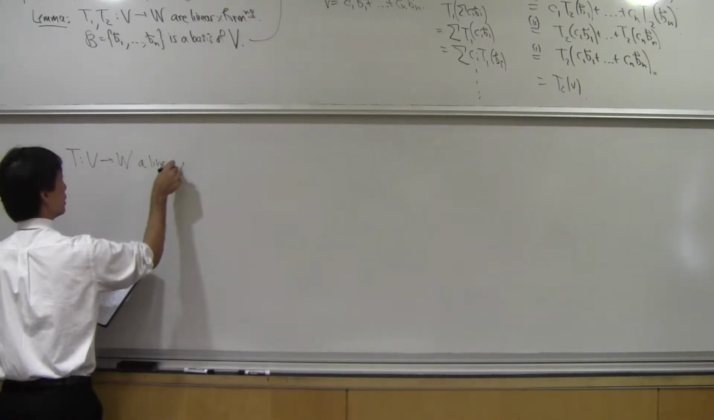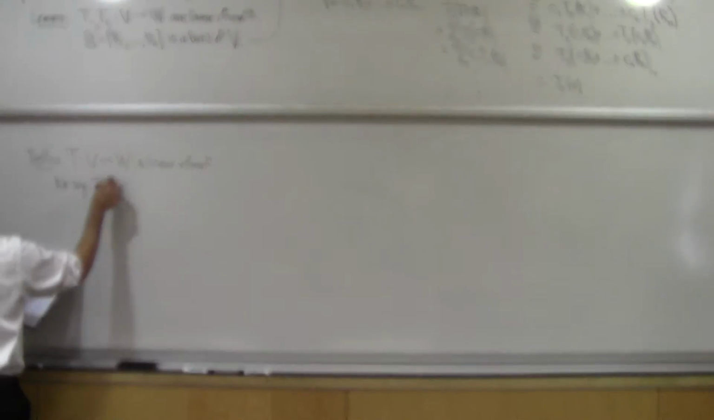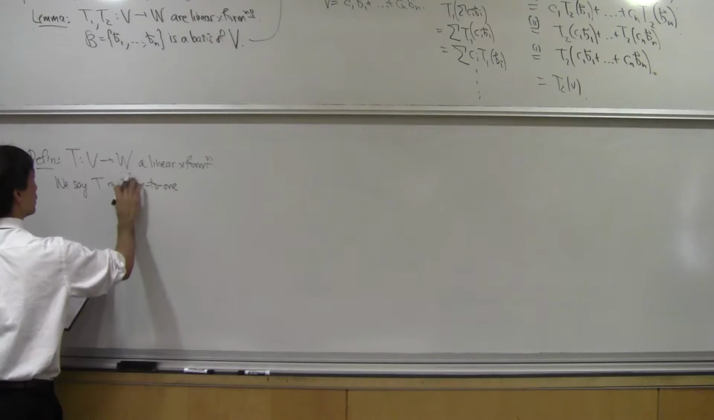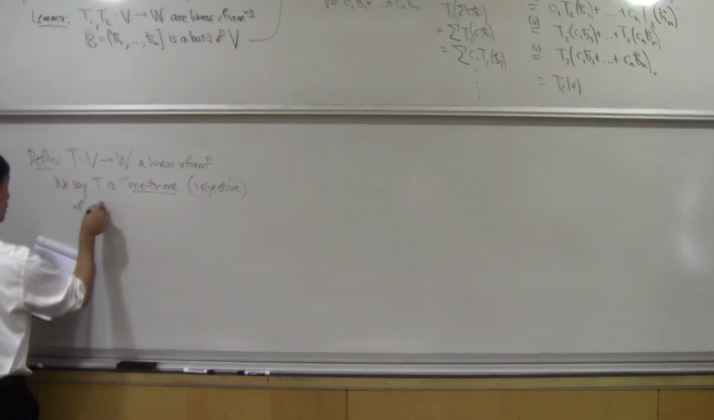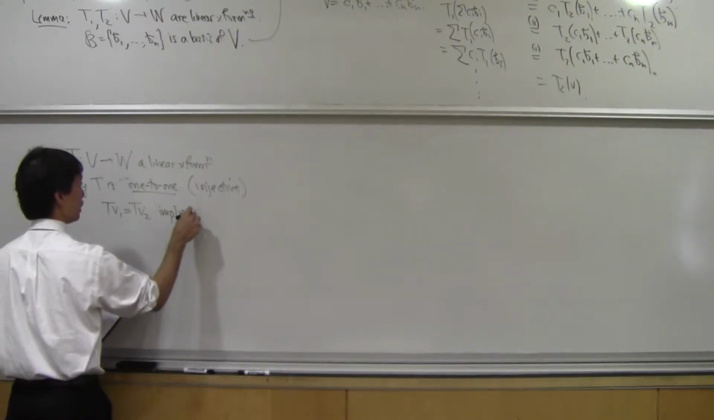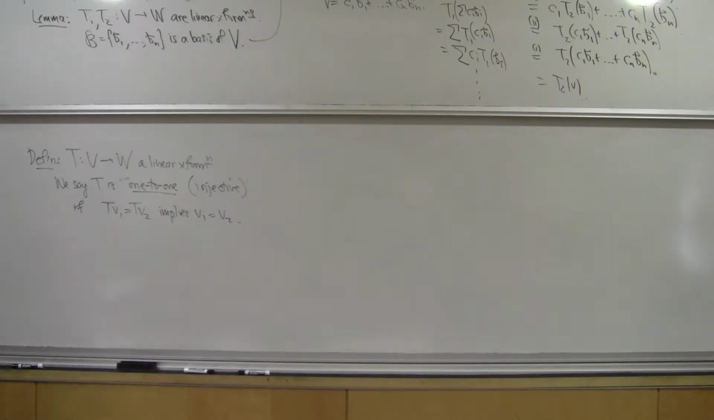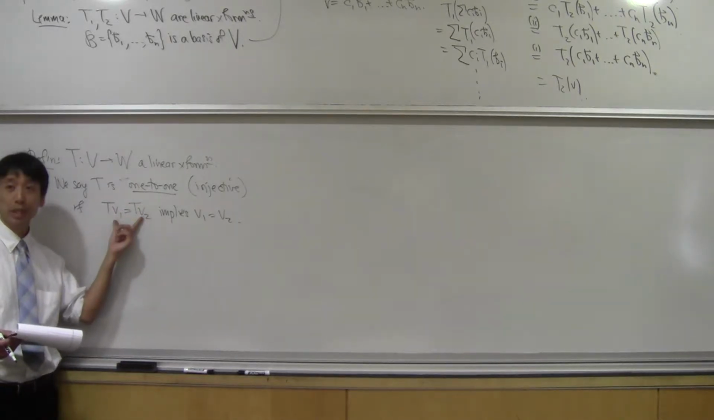Second idea. So we have again a linear transformation. We say T is 1-to-1, or another term for that is injective, if T of V1 equaling T of V2 implies that V1 and V2 are the same. So it's 1-to-1 if it has the property that whenever the outputs are equal, then the inputs must have been equal.